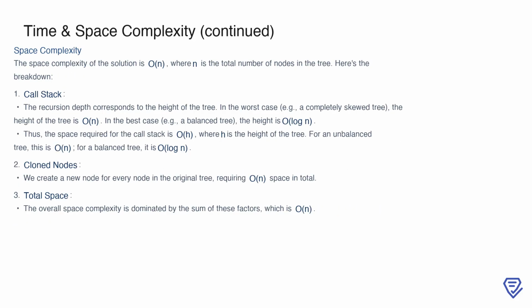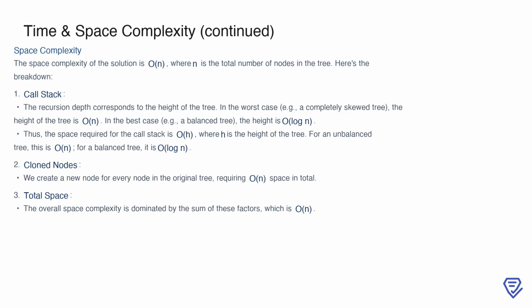The space complexity of the solution is O(n), where n is the total number of nodes in the tree. Let's understand why. First, the recursion depth depends on the height of the tree. In the worst-case scenario, such as a completely skewed tree, the height could be O(n), meaning the call stack would require O(n) space. In the best case, for a perfectly balanced tree, the height is O(log n), so the call stack would use O(log n) space.